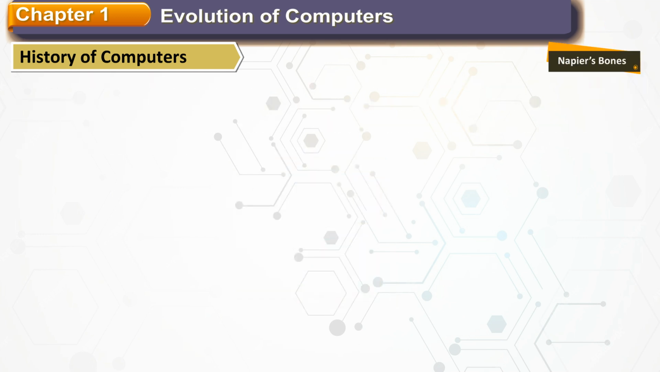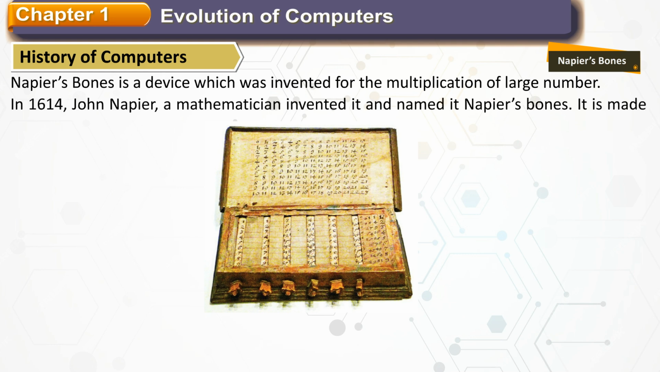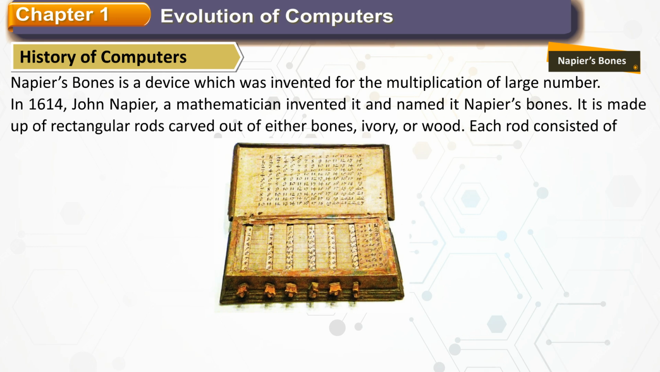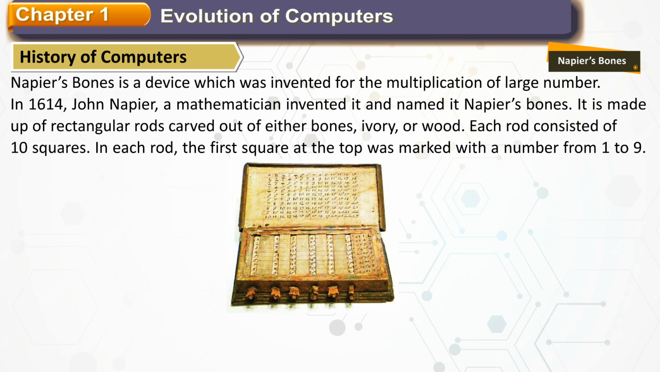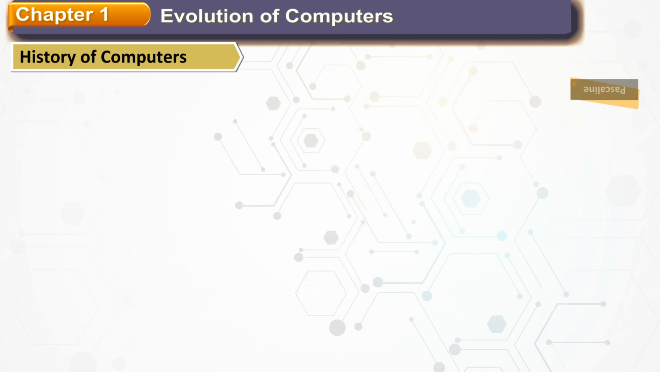Napier's bones. Napier's bones is a device which was invented for the multiplication of large numbers. In 1614, John Napier, a mathematician, invented it and named it Napier's bones. It is made up of rectangular rods carved out of either bones, ivory, or wood. Each rod consisted of 10 squares. In each rod, the first square at the top was marked with a number from 1 to 9. The rest of the squares on the rod were divided into two halves by a diagonal line.